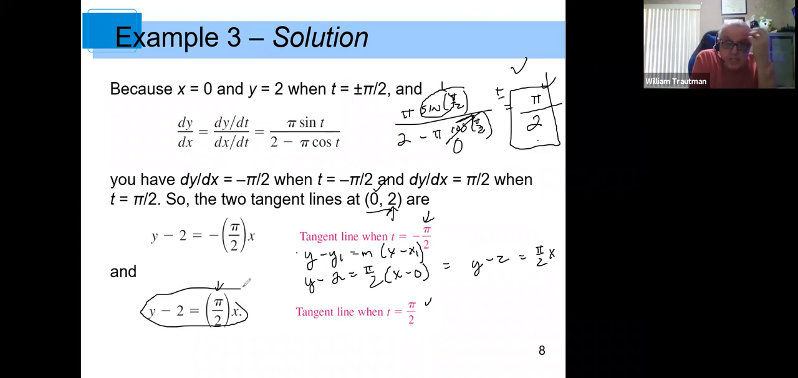And once again, if you put negative pi over 2 in there, this is what you would have got. If you just change that slope to a negative, this is what you would have got. And I think that's all they wanted. They just said, write the equation for those two lines, and these are the two equations.